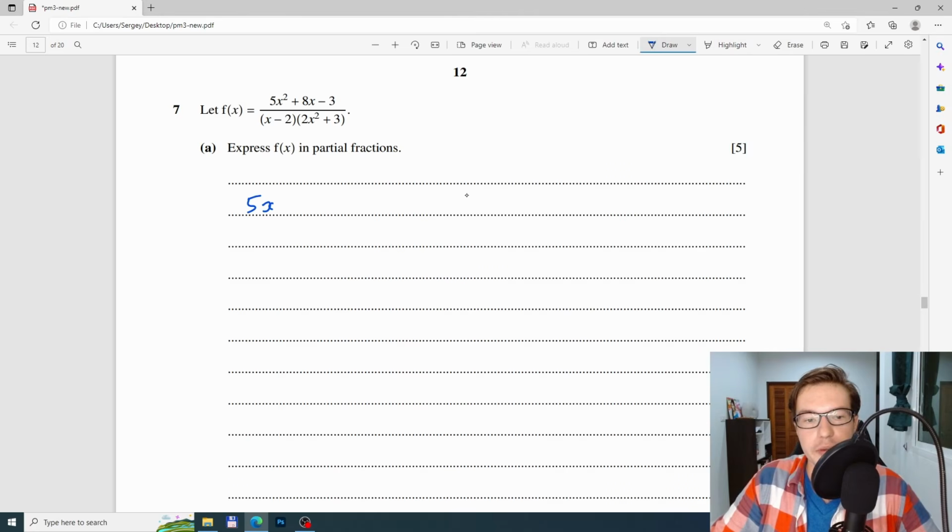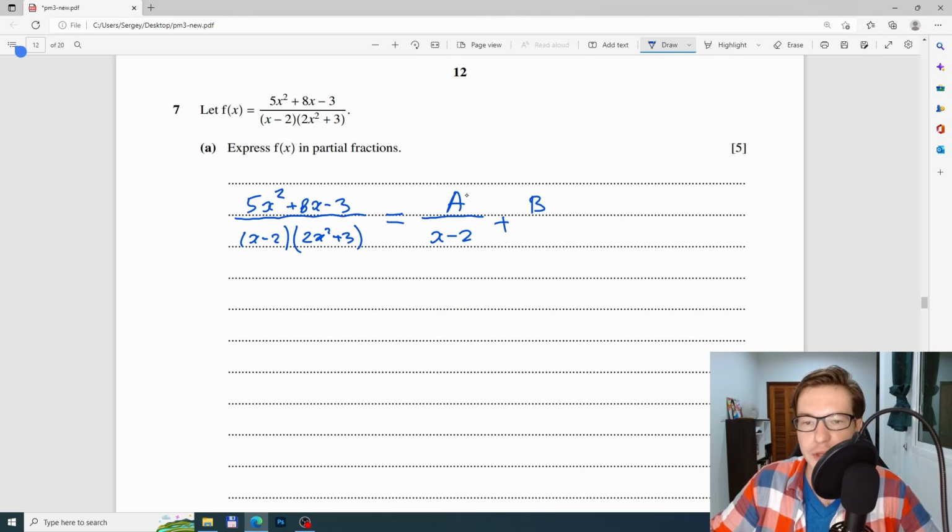Okay, let's just rewrite the question. 5x squared plus 8x minus 3 over x minus 2, which is a linear factor. And then we have 2x squared plus 3, and we call it an unfactorizable quadratic. So the first one, the linear factor, will give us a partial fraction in the form of A over x minus 2. And the second one, the unfactorizable quadratic, will give us a partial fraction in the form of Bx plus C over 2x squared plus 3.